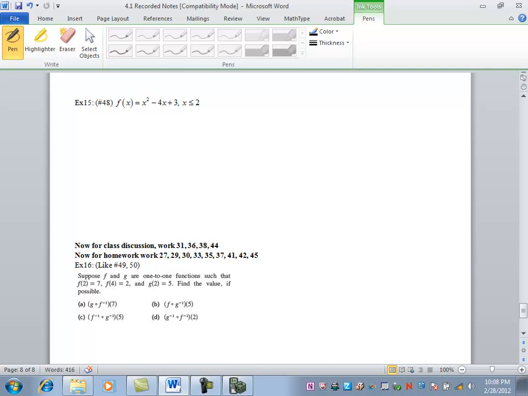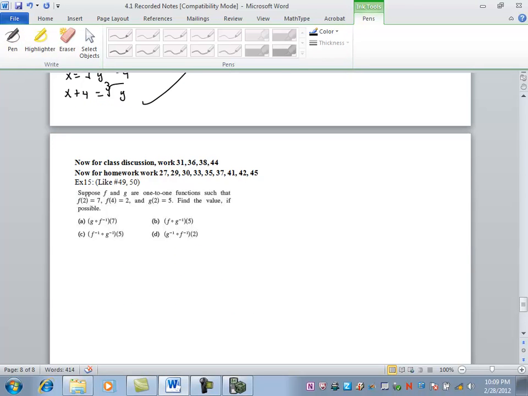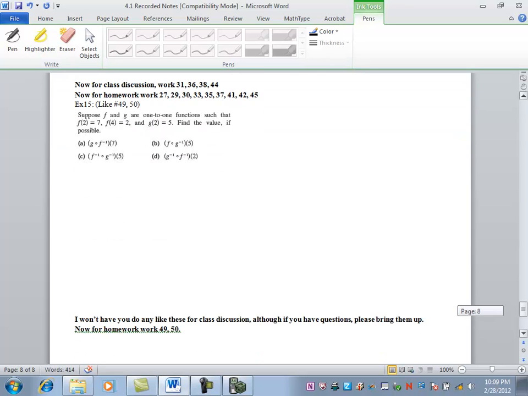So we look at our next example here. And you'll notice I just made a little change there. Example 15 now will match with what you have in your notes. And so we're going to do some composing.